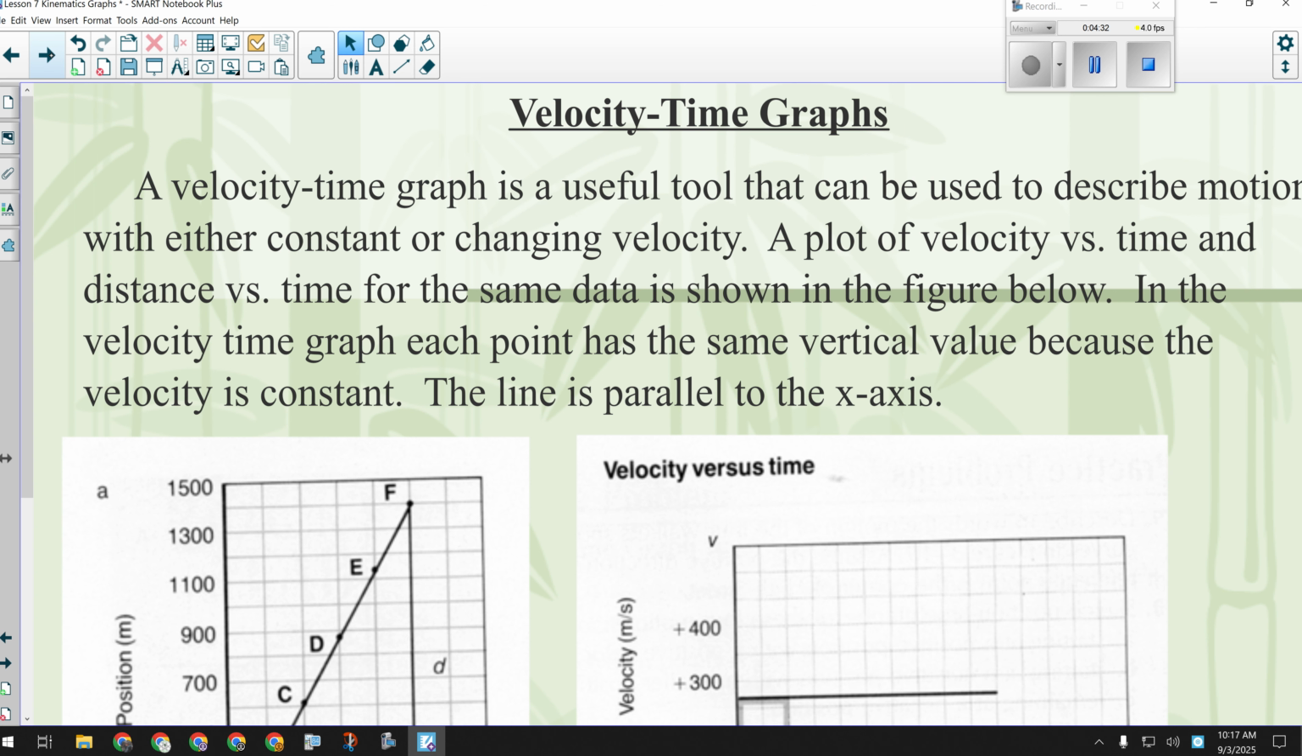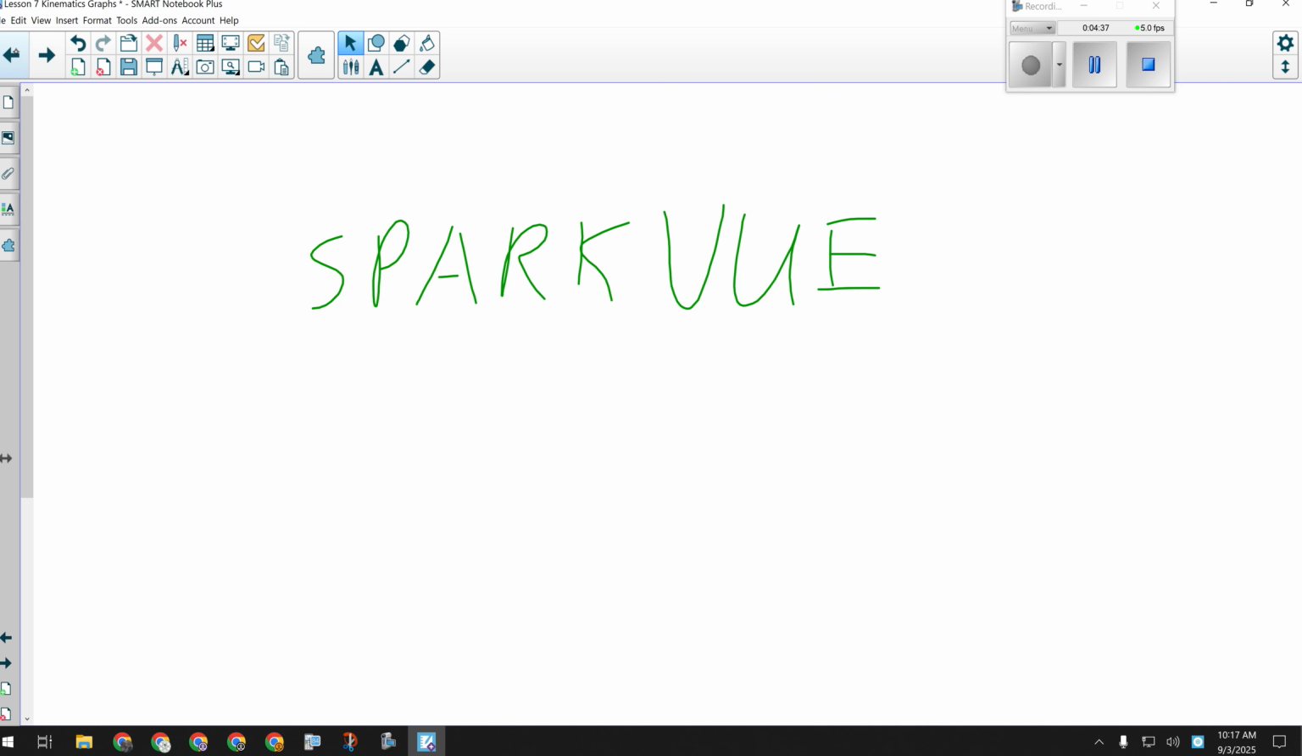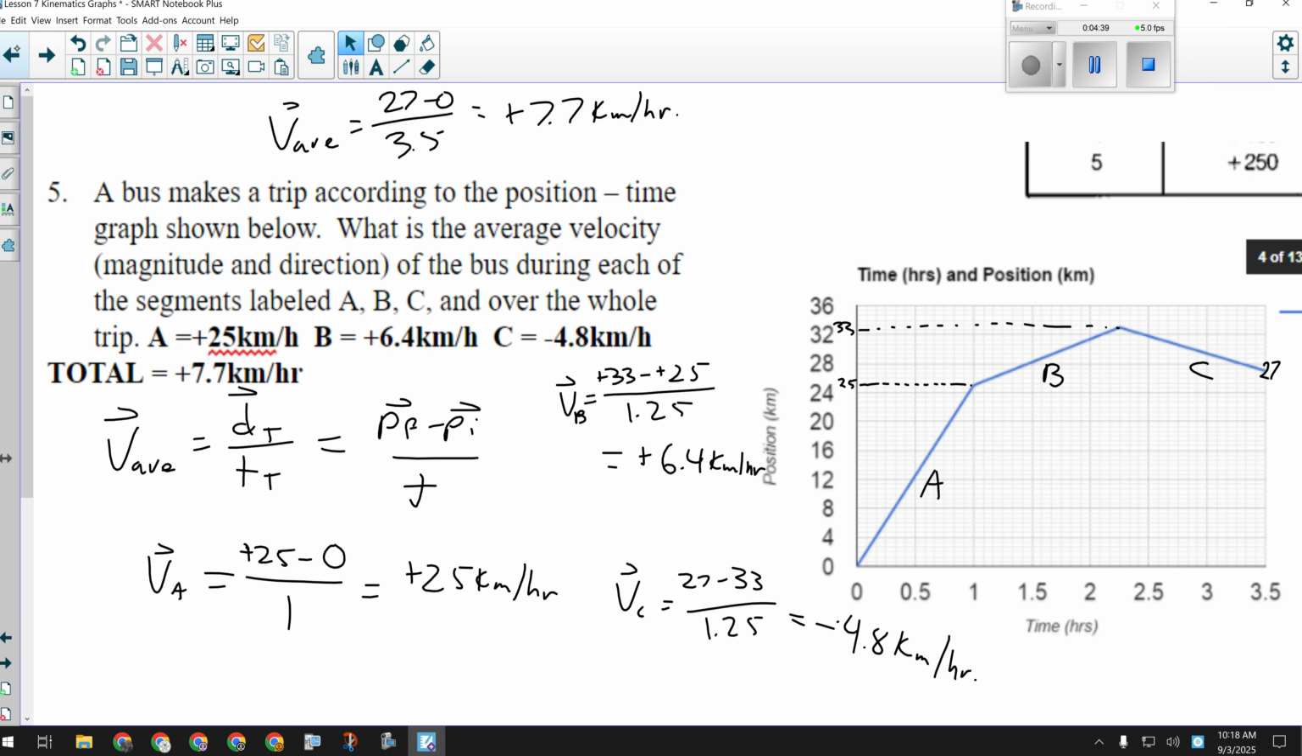Let's talk a little bit here about, well, actually, before we go to that, what if I gave you this graph and I asked you, what's the acceleration of the object in part B?